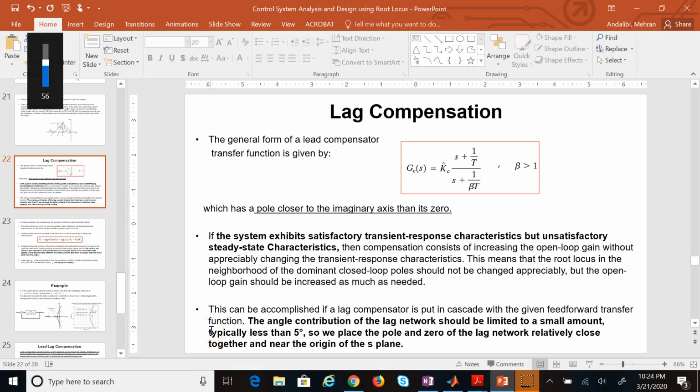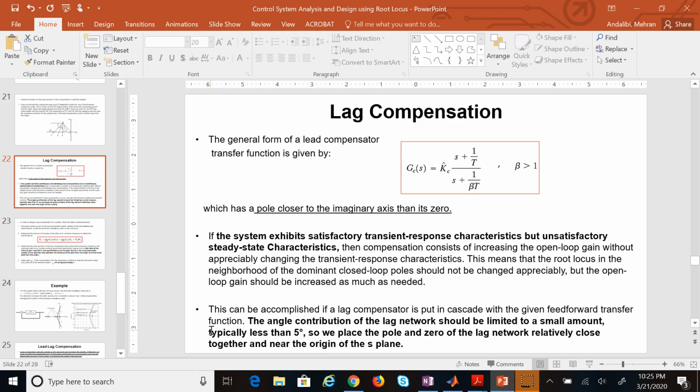Okay, so let's look at lag compensators. We learned that a lead compensator contributes an angle which basically reshapes the root locus, and by that it can move the location of the dominant poles to the desired location. And so it changes the transient response characteristics, such as damping ratio or natural frequency, or in other words, it can change the maximum overshoot, rise time, settling time and so on.